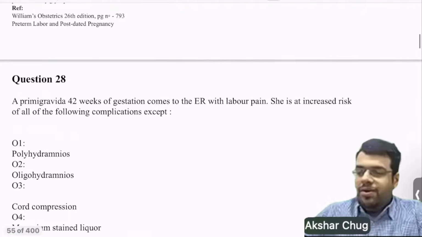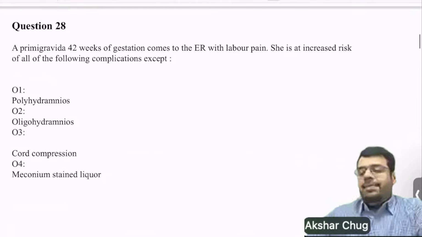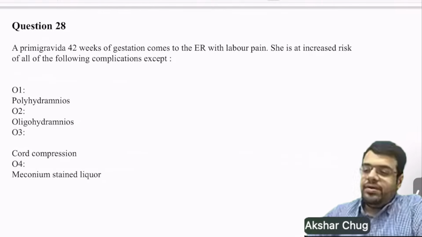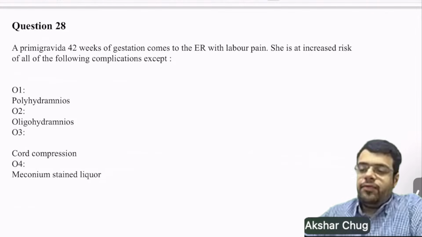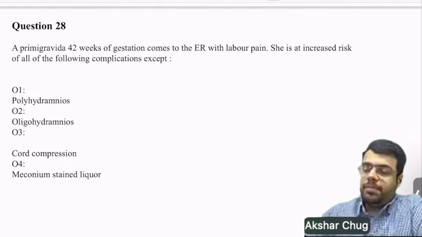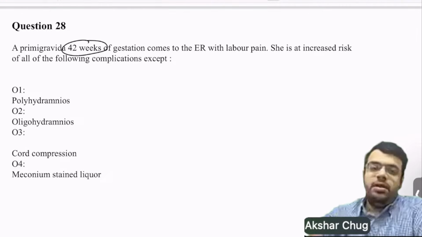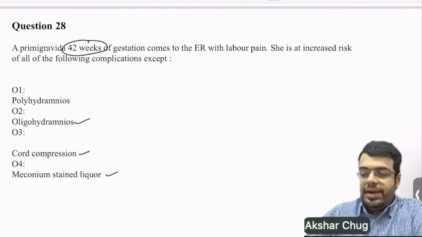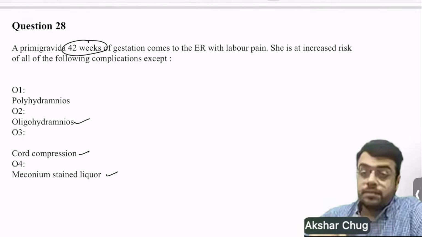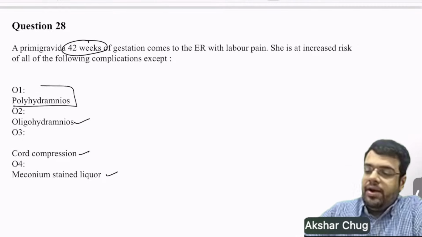Moving on to the next question. A primigravida, 42 weeks of gestation, comes to the ER with labor pain. She is at increased risk of all of the following complications except. As we can see, she is postterm. Now, oligohydramnios, cord compression, and meconium-stained liquor are all complications of postterm pregnancy, whereas polyhydramnios rarely occurs in the postterm.